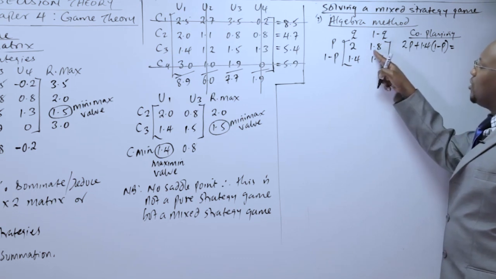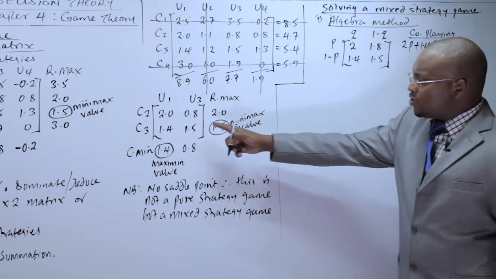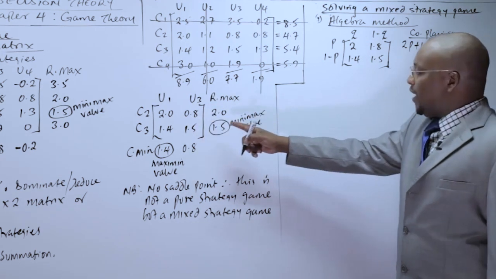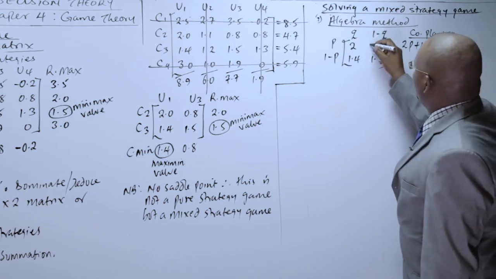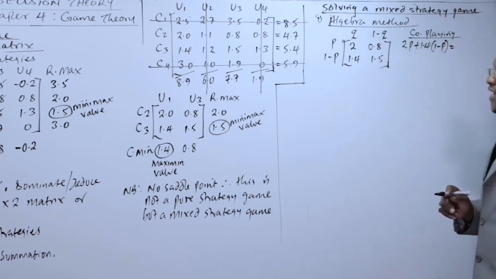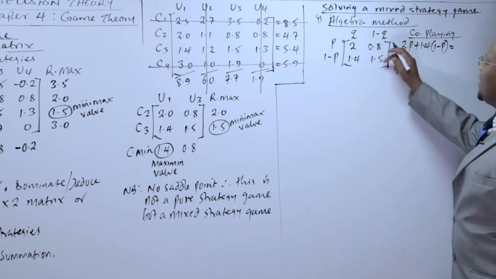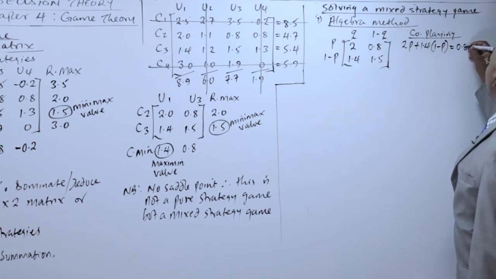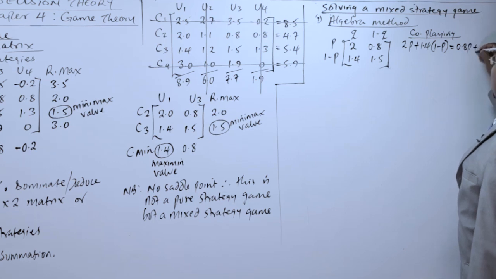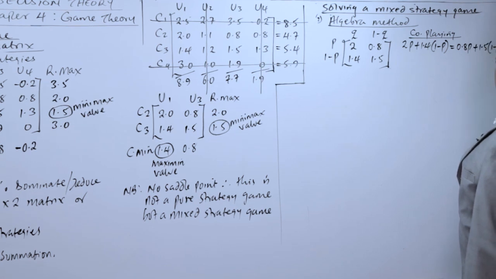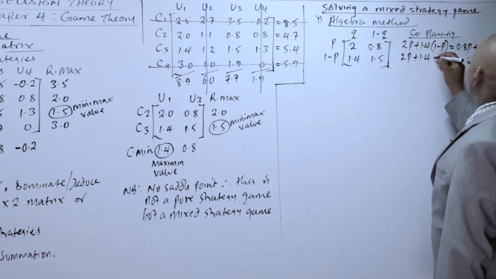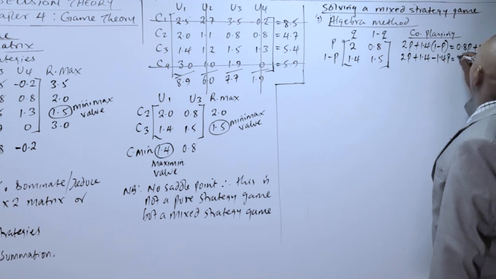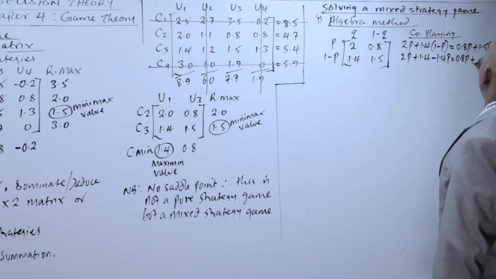And by the way, this one is not 1.8 from our transfer here. If you check well, this one was 0.8, but not 1.8. Sorry for that. This is 0.8, but not 1.8. Now, let's indicate that this is the result. So this is going to be 0.8P plus 1.5, 1 minus P. So this is going to give us 2P plus 1.4 minus 1.4P equals 0.8P plus 1.5 minus 1.5P.